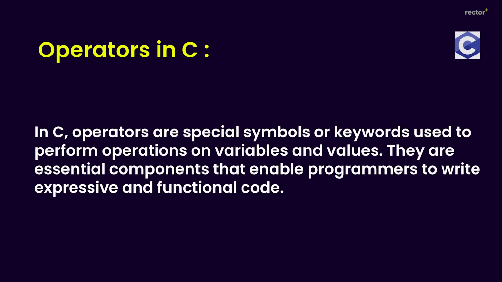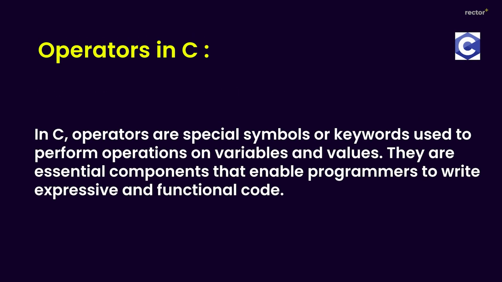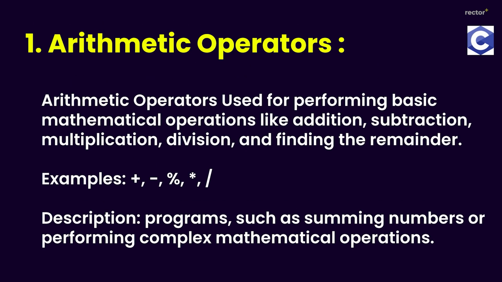Operators in C. In C language, operators are special symbols that instruct the compiler to perform specific mathematical, logical, and assignment operations on operands like variable, constant, and expressions. First one, arithmetic operator. Arithmetic operator refers to symbols or functions that perform mathematical operations such as addition, subtraction, multiplication, and division.